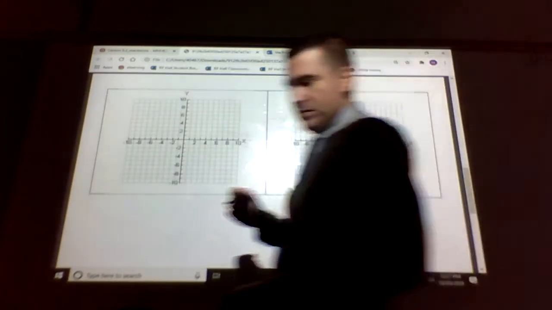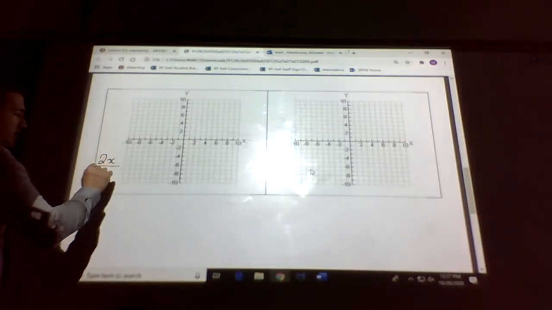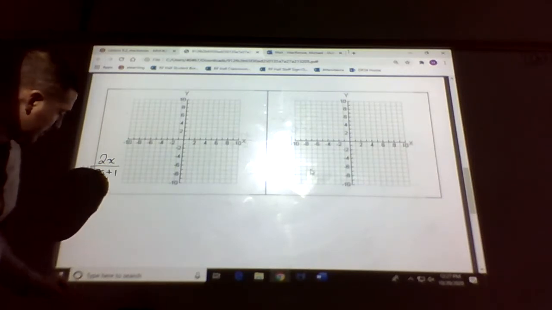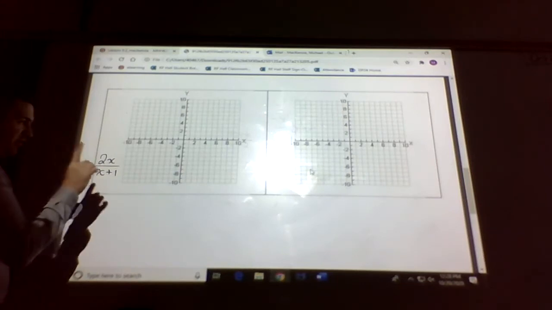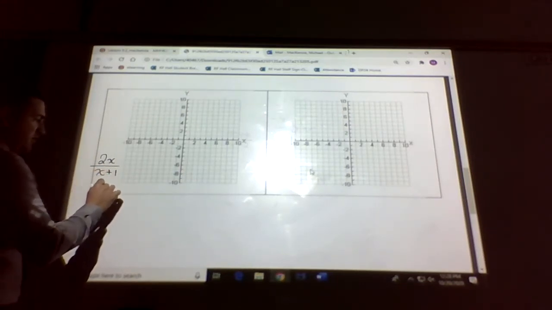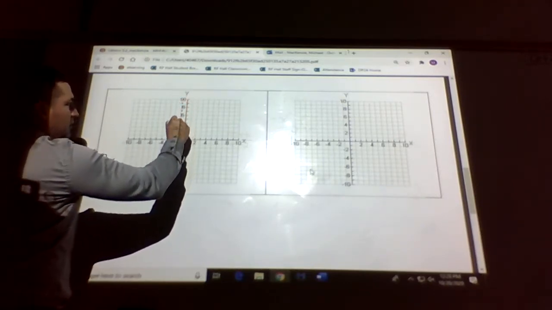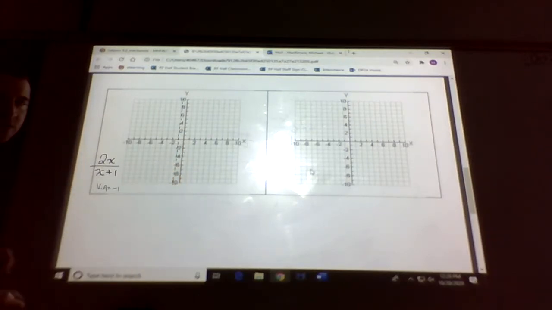My next example is 2x over x plus 1. If I were to graph this, I would have a vertical asymptote at x equals -1, because it will make the denominator 0. So the vertical asymptote is at -1. Do you guys see that on there?